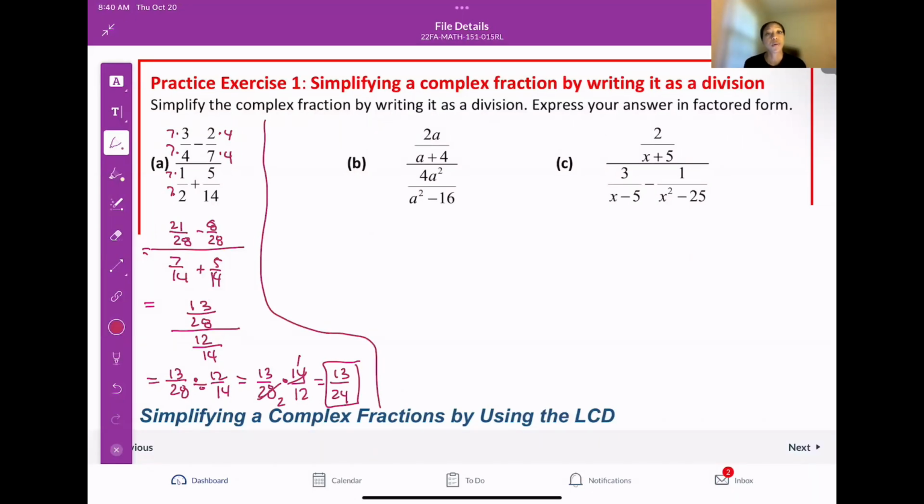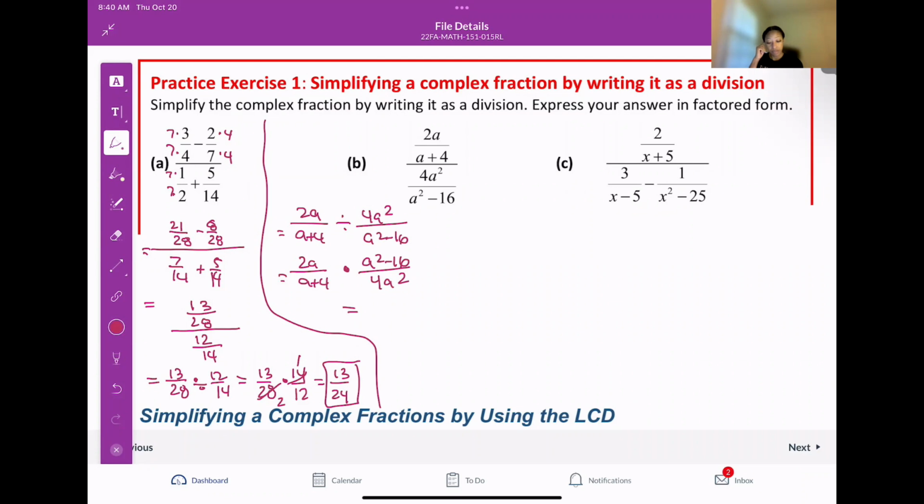All right, for part B. In this one, the numerator is already one fraction, the denominator is already one fraction, so we can jump straight to rewriting it. This would be 2a over a plus 4 divided by 4a squared over a squared minus 16. So that's 2a over a plus 4 times a squared minus 16 over 4a squared.